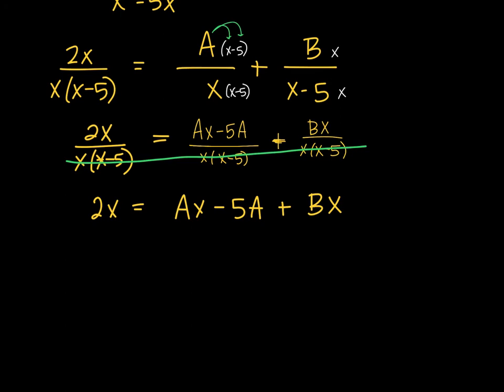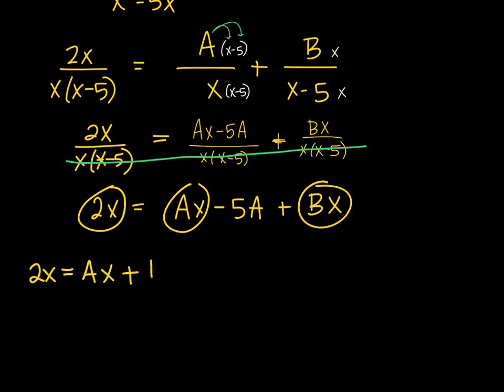So now I would circle everything that has an x. 2x, ax, bx, which means 2x equals ax plus bx. The only thing that's left is the negative 5a. So what was going to be on the other side of its equal sign? 0. I can drop the x's. So I have 2 equals a plus b.